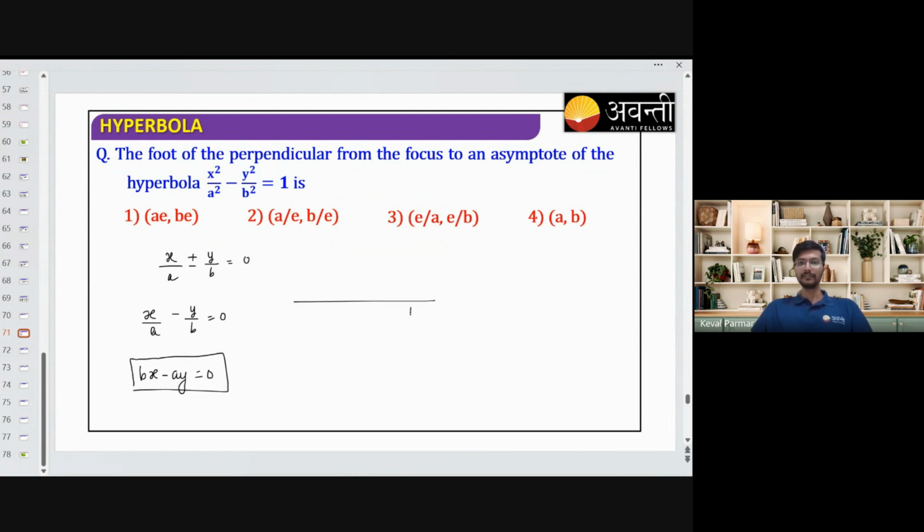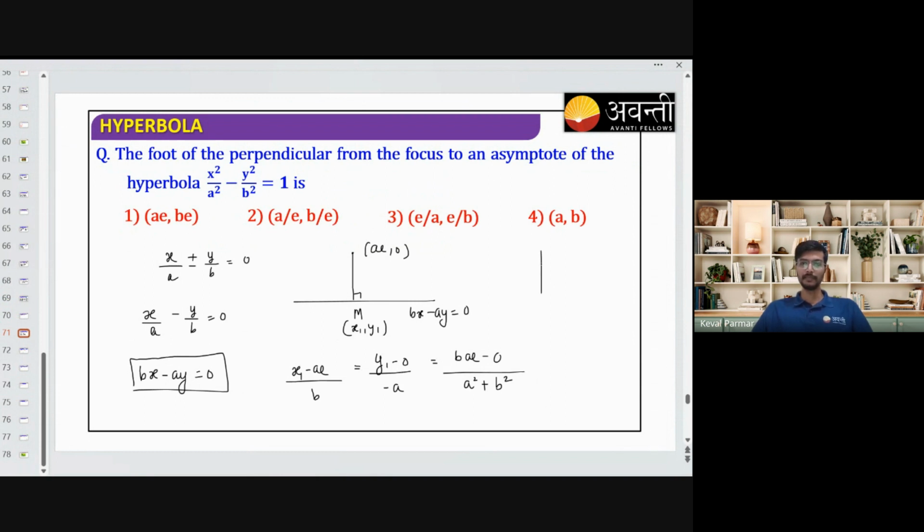And this is the asymptote bx minus ay equals to 0. This is the focus. Focus is (ae, 0). Now you have to find the foot of perpendicular. So we'll use the foot of perpendicular formula. Let's say its coordinates are (x1, y1). So we'll do (x1 minus ae) upon b is equals to (y1 minus 0) upon minus a is equals to, substituting this point, minus (b into ae minus 0) upon a square plus b square.